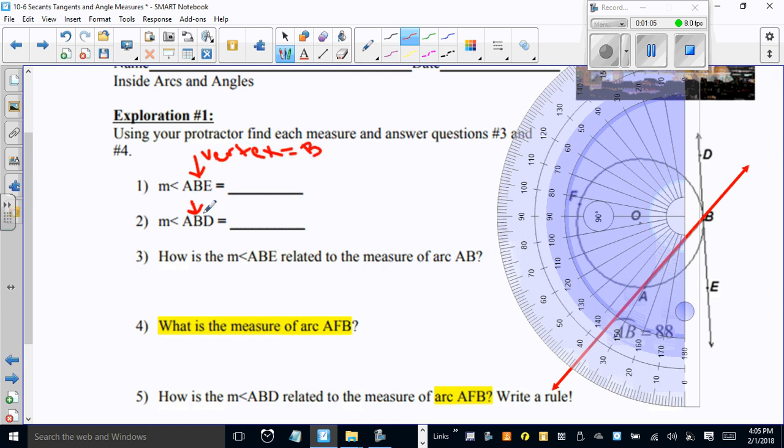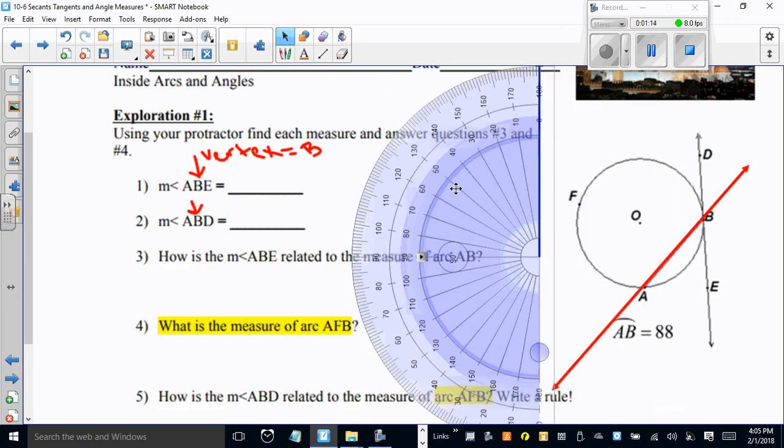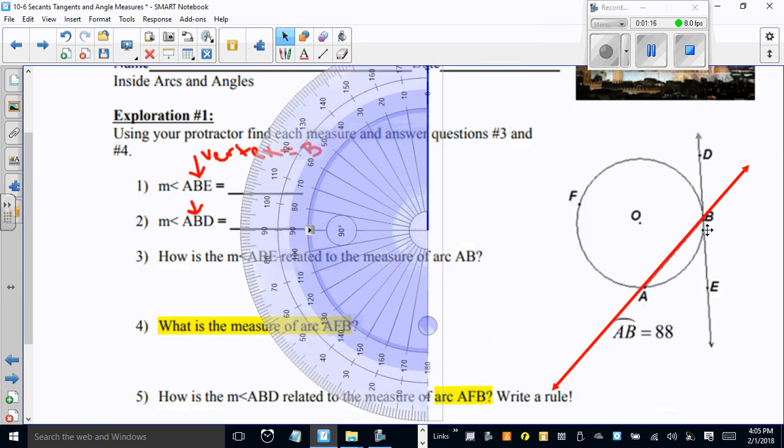Okay, we could say angle B, but since I don't know if I'm talking about this angle or this angle over here, I'm going to use the 3 letters. And if you look at angle ABE, which is this angle right here, you can tell that that angle is less than 90, so we want a small angle. And then this angle ABD, which is this angle over here, is definitely greater than 90, so it's an obtuse angle. So we want to get numbers that are larger than 90 degrees.